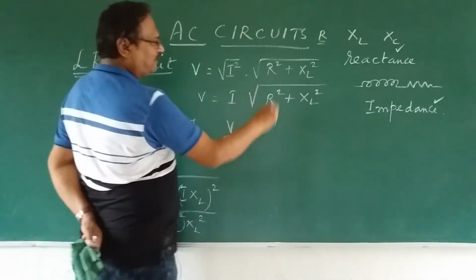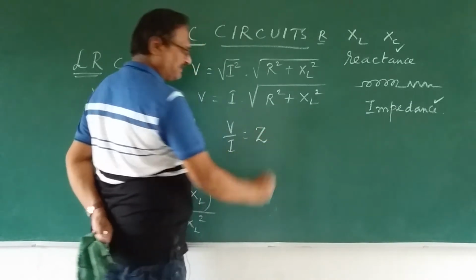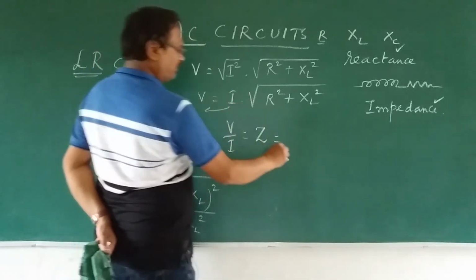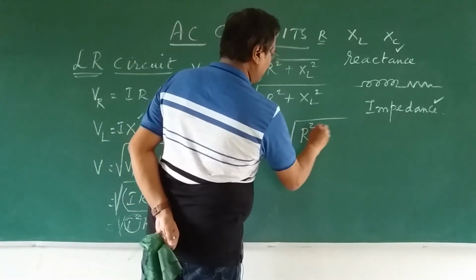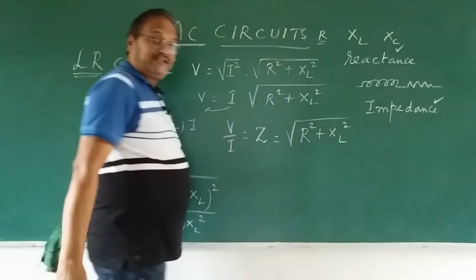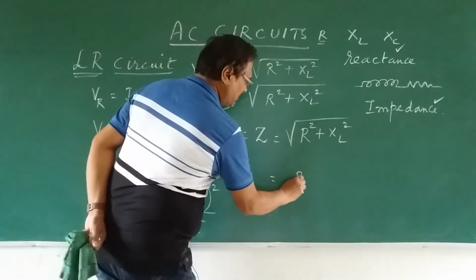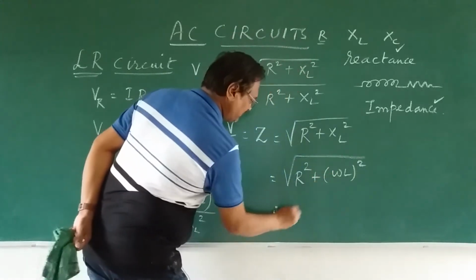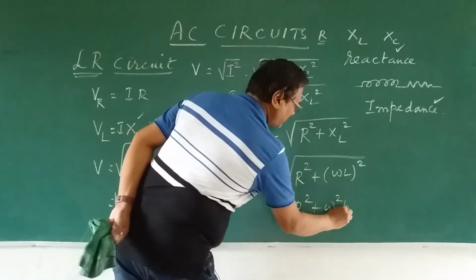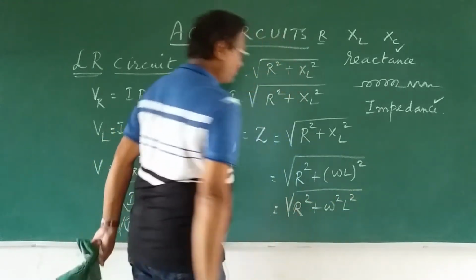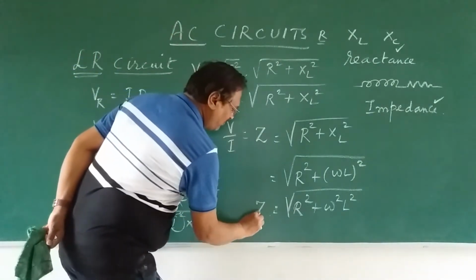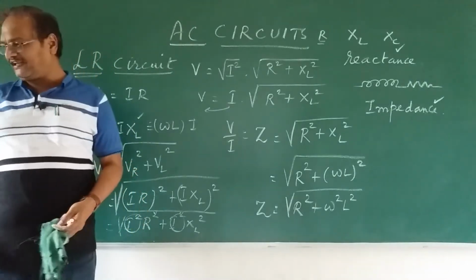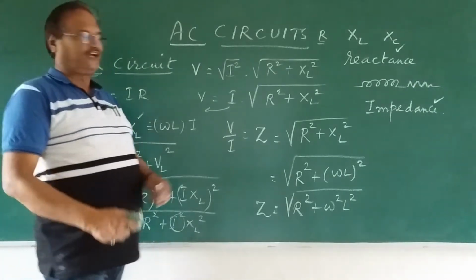So V by I is impedance, given by the symbol Z. Z is equal to, I comes down here, so we get under root R square plus XL square. Now we substitute: R square plus omega L the whole square, under root, which is equal to under root R square plus omega square L square. This is the impedance of the inductor and resistor, the LR circuit. I hope you understand.